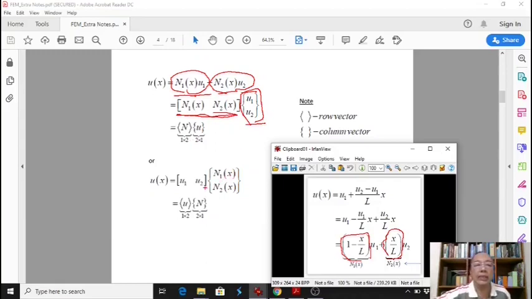We can change position here. This is n1. We can put it here. This is a row vector.